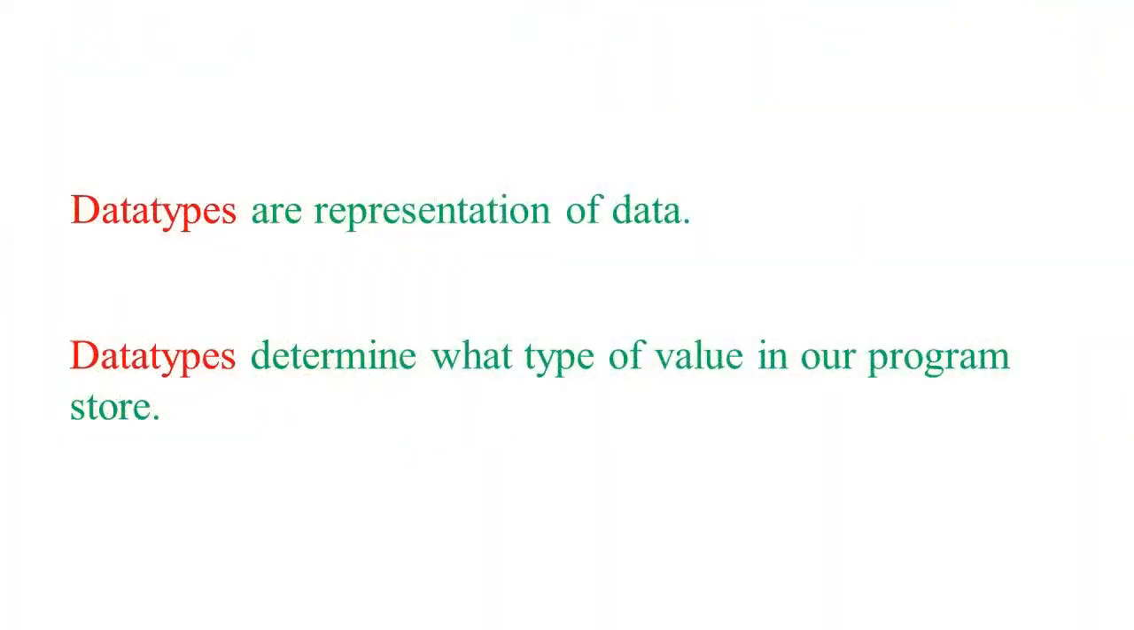Basically, data type determines what type of value our program stores, because the stored value may be character type, integer type, or fractional type. Data types determine what type of value we will store in our program, along with what will be the size of the stored value. Simply, data type is just a representation of data.